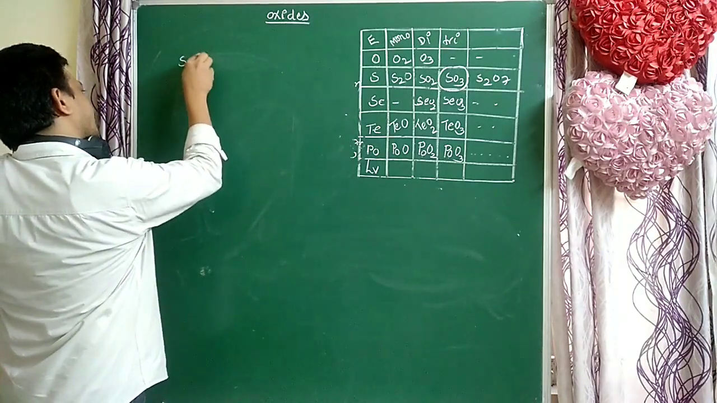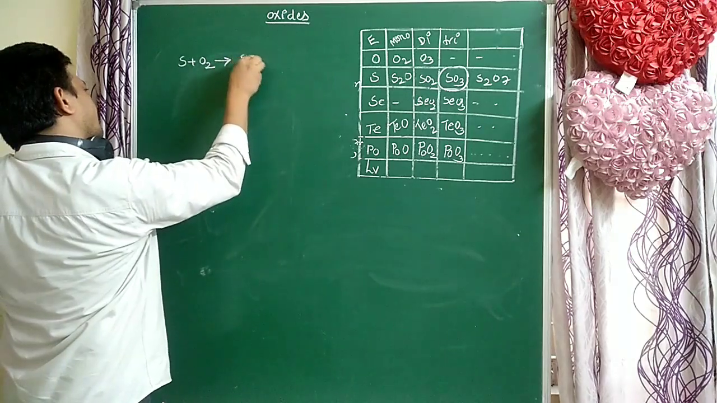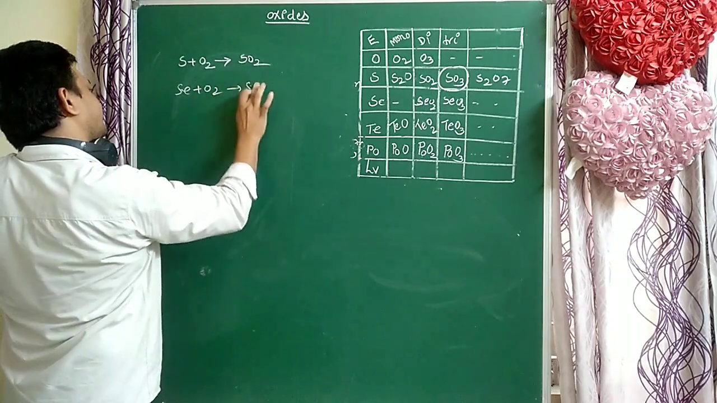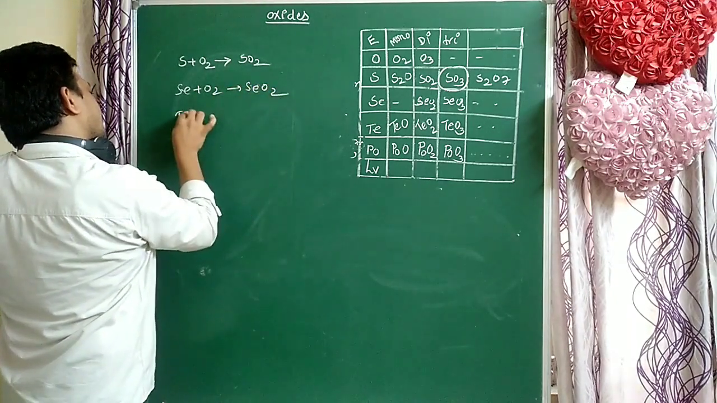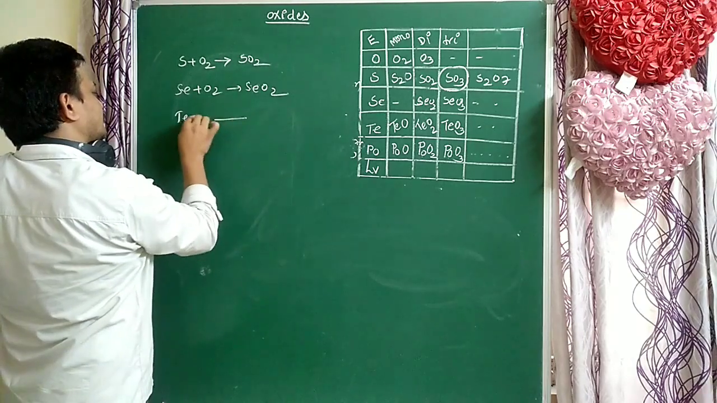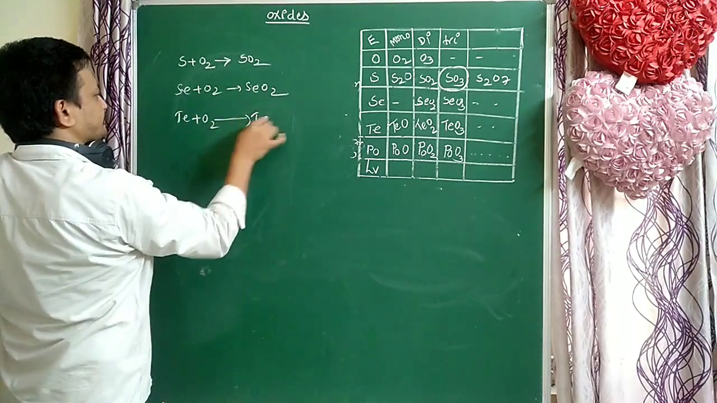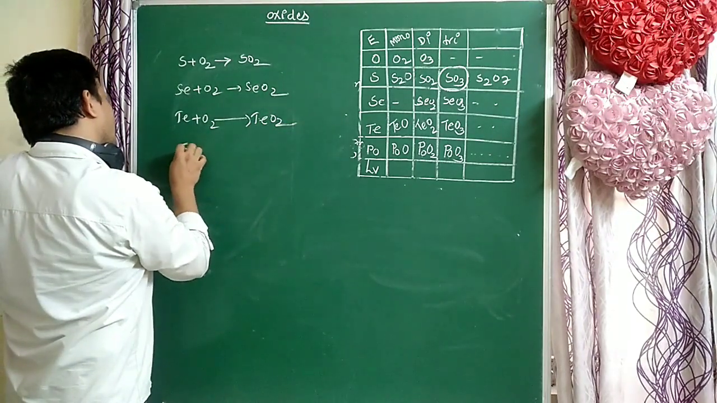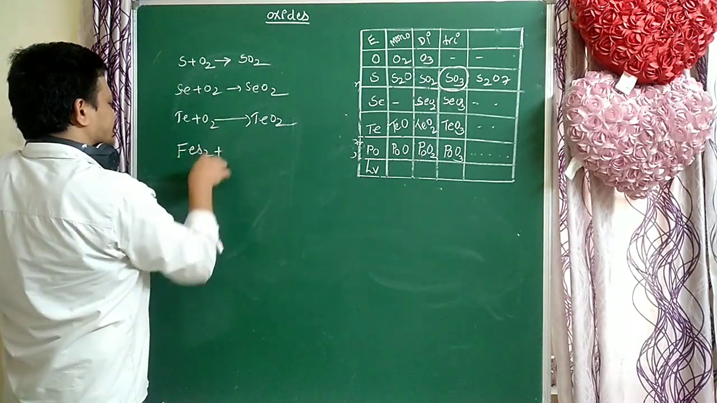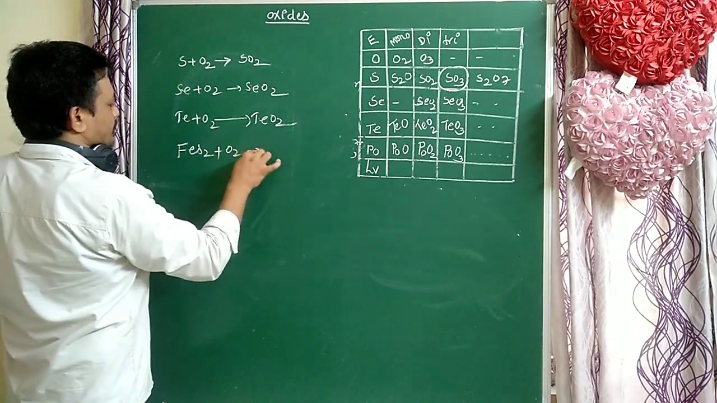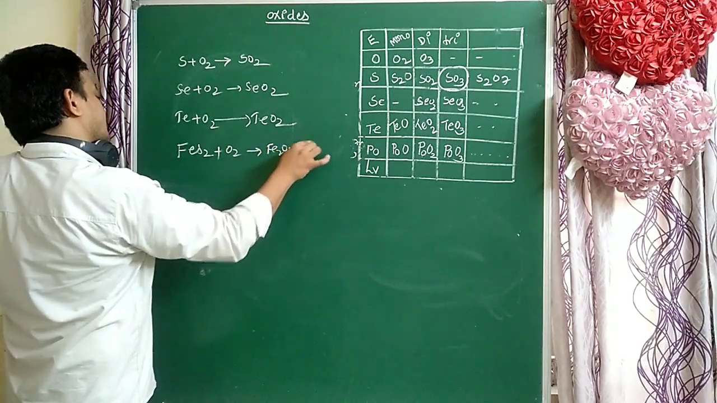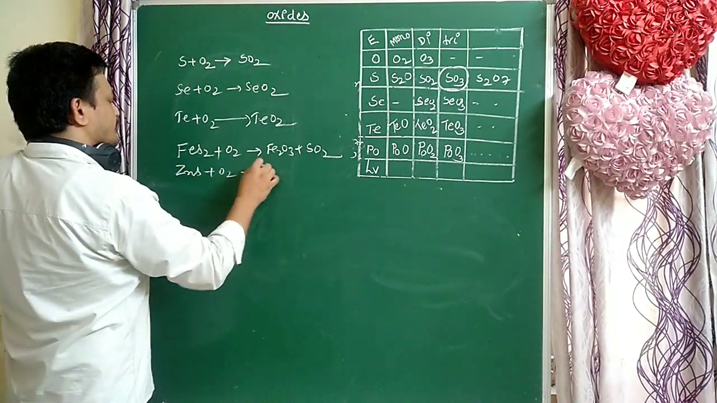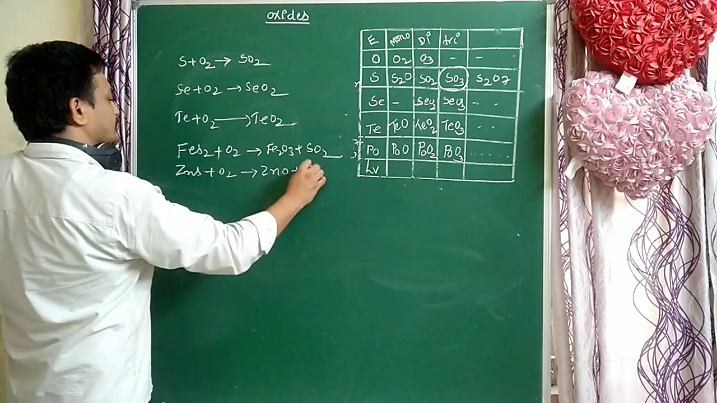The elements react by combustion with oxygen to form SO2, and Se plus O2 form SeO2, and Te plus O2 form TeO2. But sulfur dioxide is also prepared from its ore minerals. FeS2 reacts with O2 to form Fe2O3 plus SO2, and zinc sulfide reacts with O2 to form zinc oxide plus SO2.